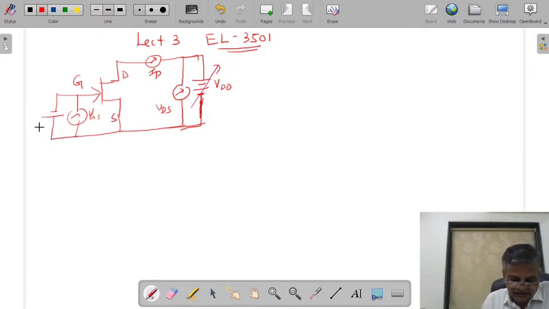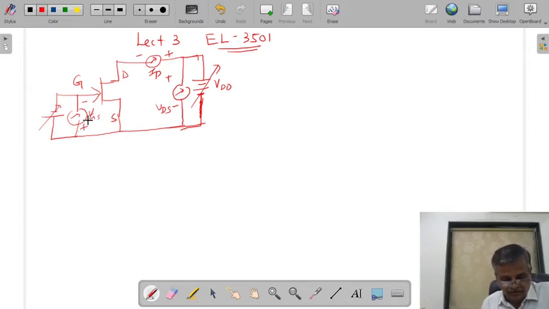I am showing the variable sign. You have to vary this variable supply. Here is a plus, this is a minus, this is a plus and minus. We have taken output characteristics. In the last lecture, we discussed output characteristics. What are the output characteristics?